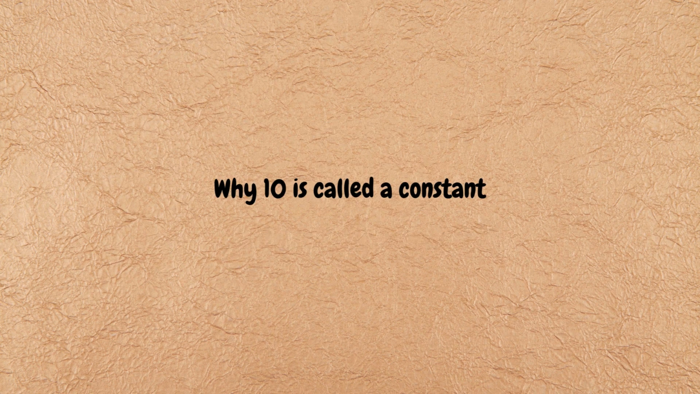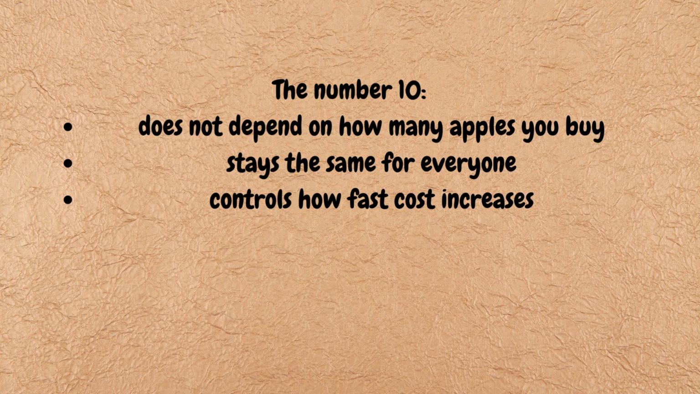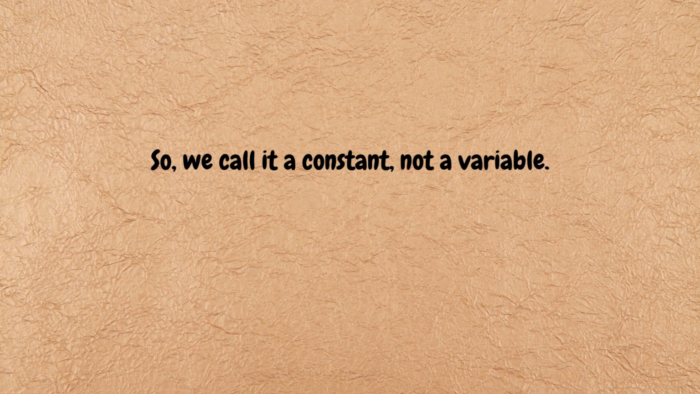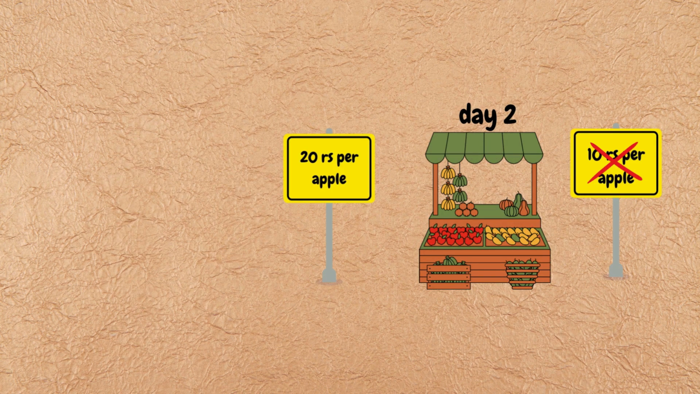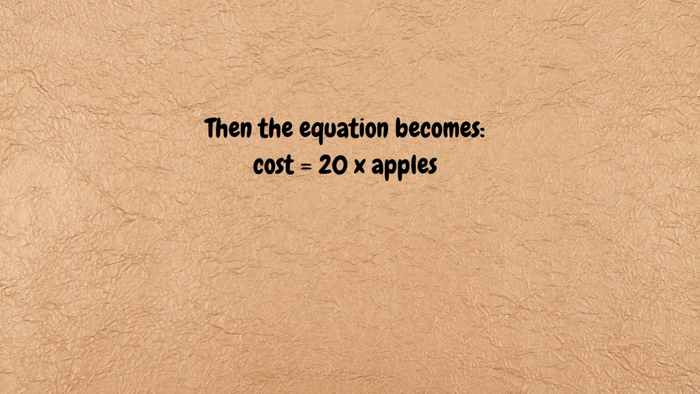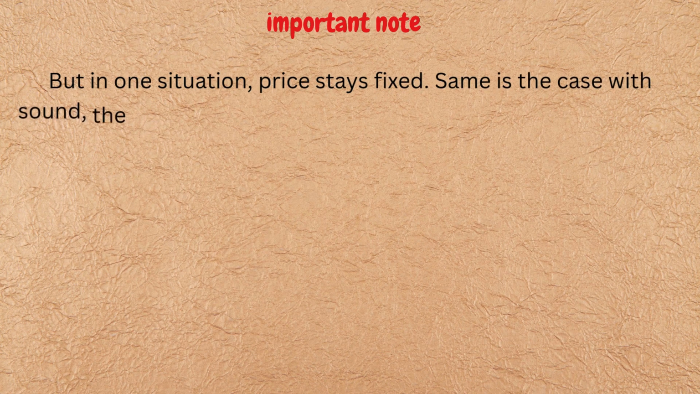Why 10 is called a constant. The number 10 does not depend on how many apples you buy. It stays the same for everyone and controls how fast cost increases. So we call it a constant, not a variable. What if price changes? If tomorrow price becomes 20 rupees per apple, then the equation becomes cost equals 20 into apples. This is a new situation with a new constant. But in one situation, price stays fixed.